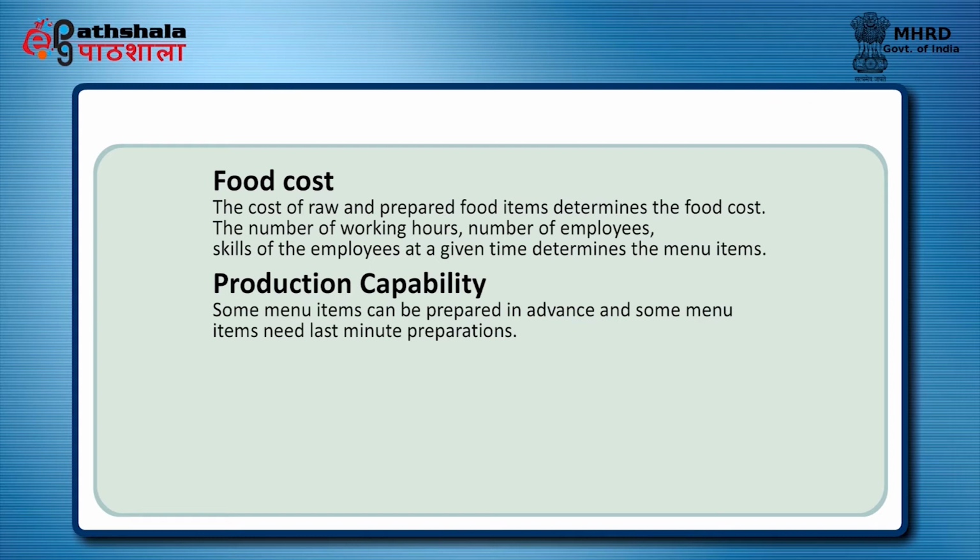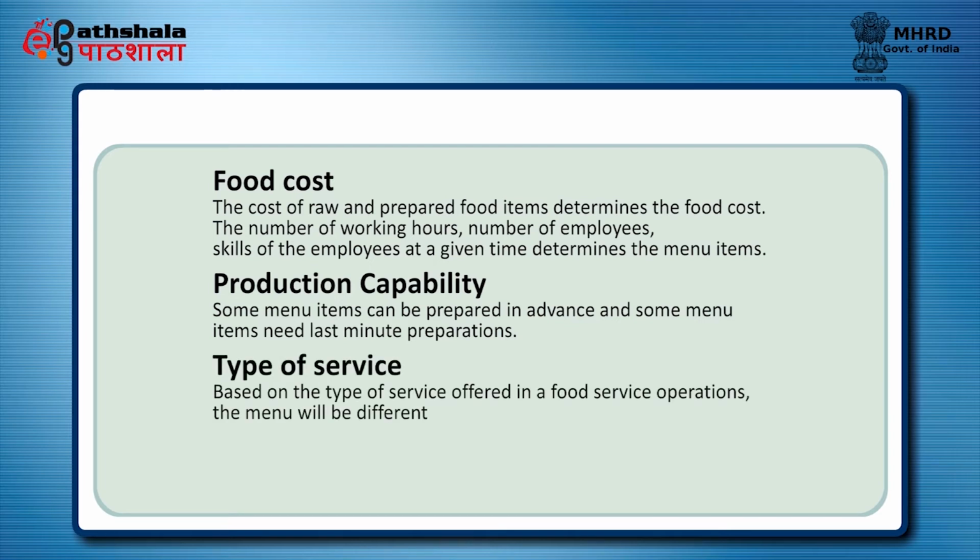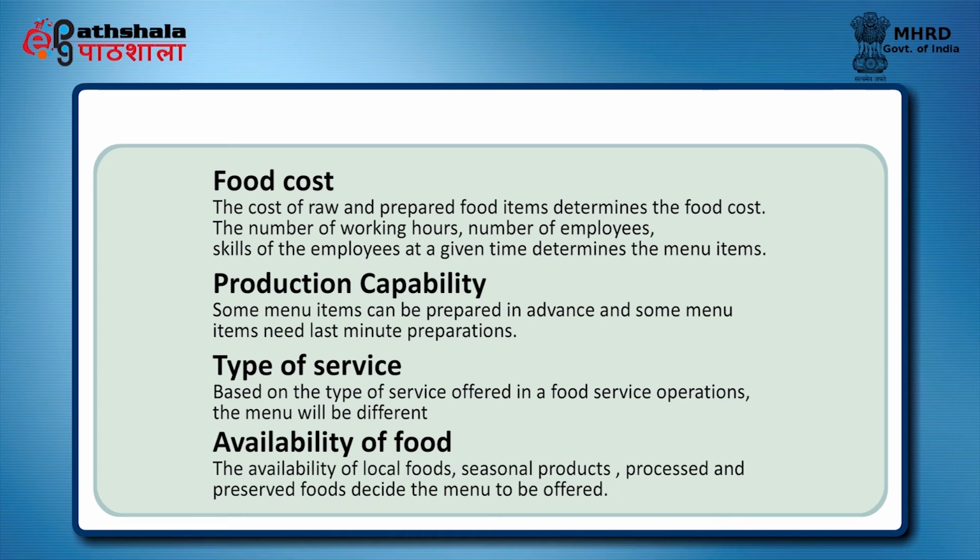Based on the type of service offered in a food service operation, the menu will be different. For example, a restaurant with table service will have a different menu when compared to a hostel. Certain menu items require special serving equipment, and if the establishment can fulfill these requirements, a menu suiting this condition can be planned. The availability of local foods, seasonal products, processed and preserved foods decides the menu to be offered. The frequency of delivery of food products from various markets also decides the menu to be planned.